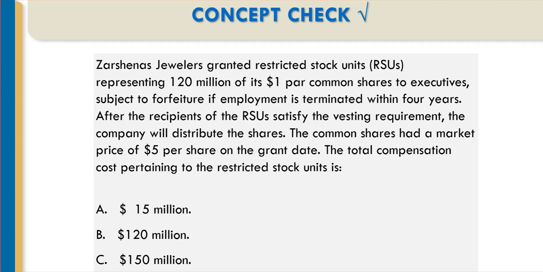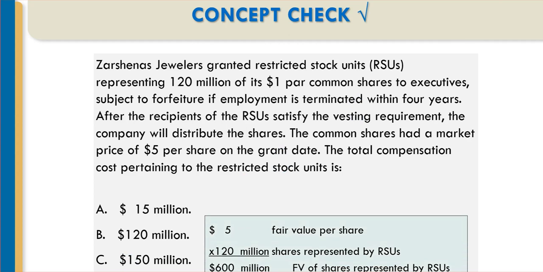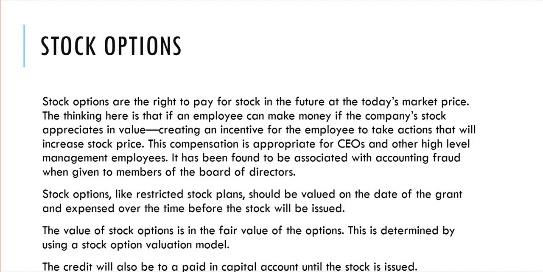As I said before, be careful in these because it says total compensation cost. It does not say compensation per time period, compensation expense. Compensation expense would be C, but the answer to this one is going to be D, which is 600 million. And it's calculated this way.